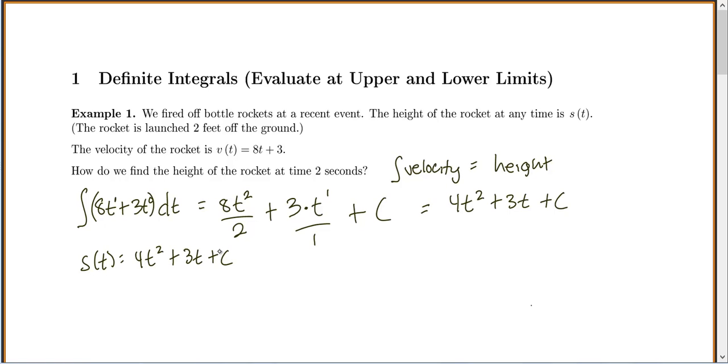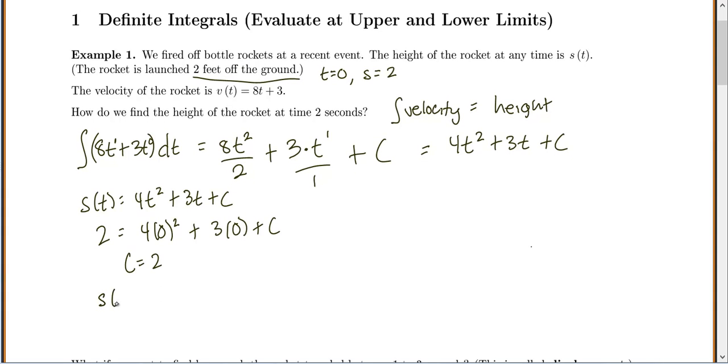Now how do we figure out this c? Because that's not going to be very beneficial to us. What we do is we say our rocket was launched 2 feet off the ground. So that means at t equals 0, s equals 2. So in our case, we're going to say 2 is equal to 4 times 0 squared plus 3 times 0 plus c. Or we can see from here, c equals 2.